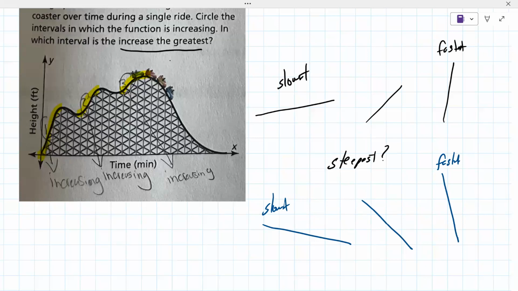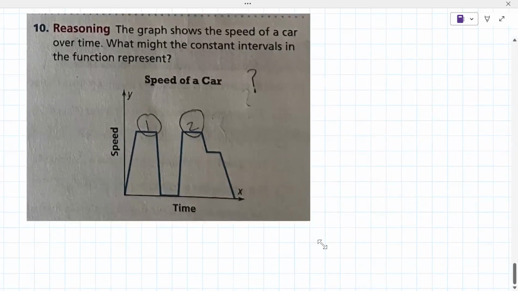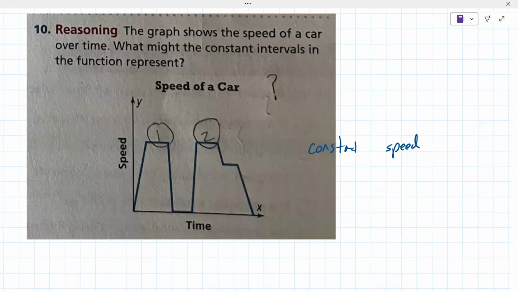All right, so I'm looking at number 10. They're asking you to give a scenario here. Like at time zero you speed up and then you're at constant speed. This will be easier once you're driving, but constant speed means the same speed the whole time. Can you think of a situation where you're at the same speed the whole time?